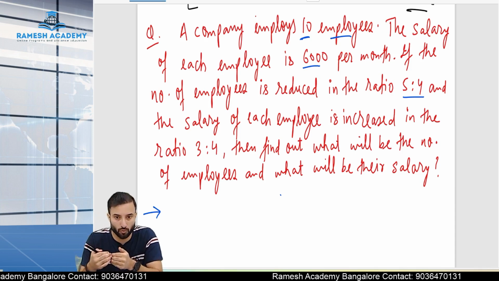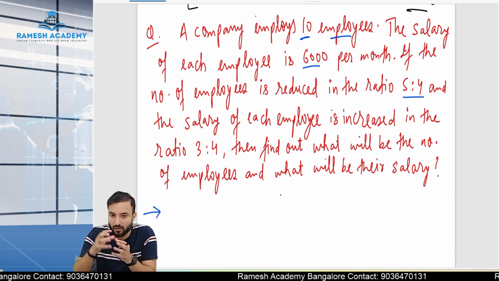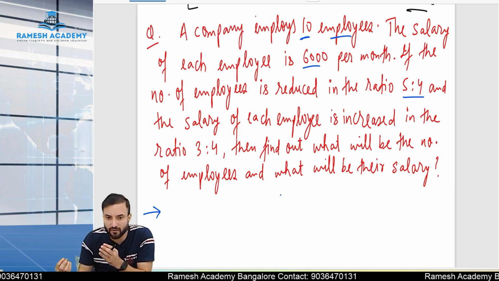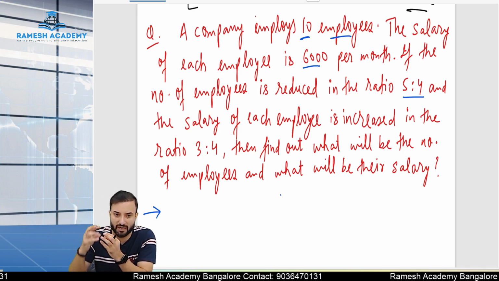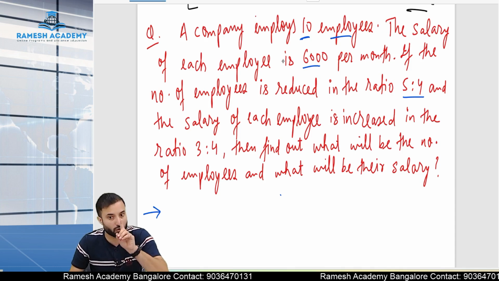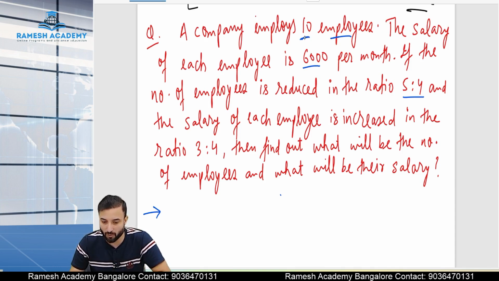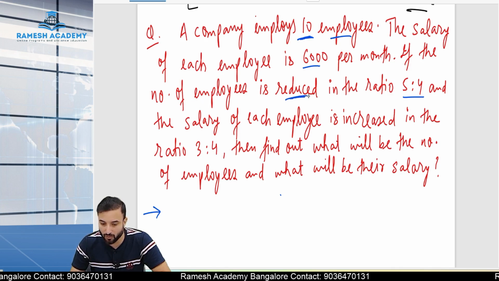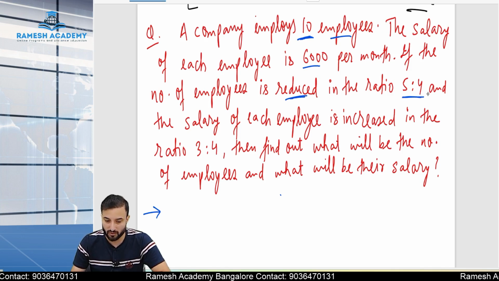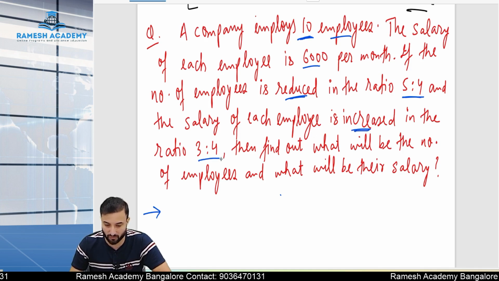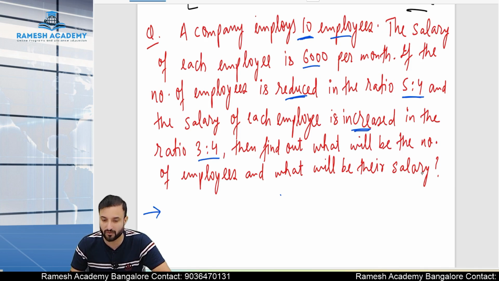So what we know is that either the quantity can increase or the quantity can decrease. Here we are talking only about the employees. So 10 employees, if the number of employees is reduced in the ratio 5:4, and the salary of each employee is increased in the ratio 3:4, then find out what will be the number of employees and what will be the salary.